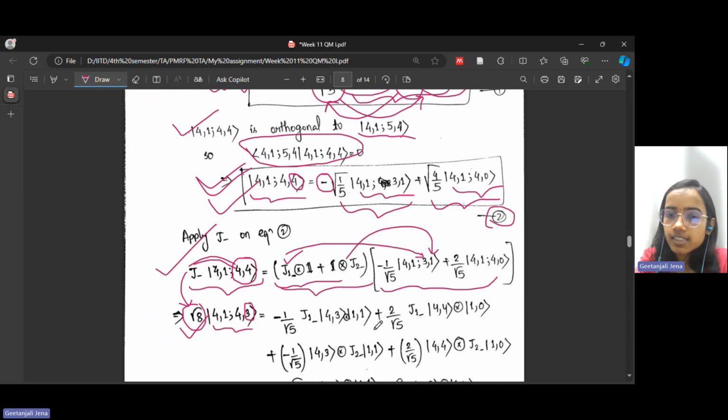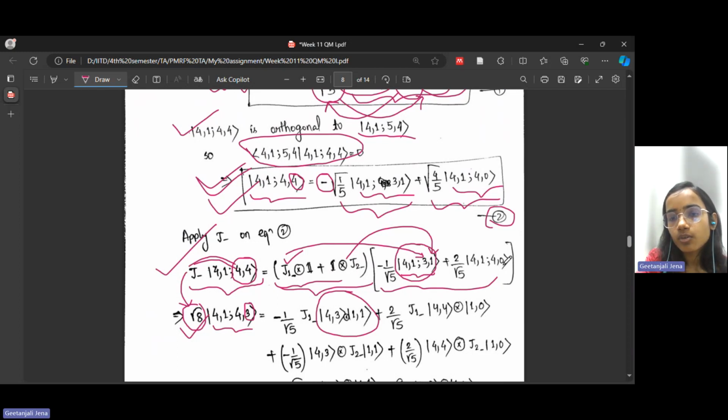Now if you see the right hand side, what I have done is I have taken the other notation for this uncoupled state. So this 4131 state you can write as 43 cross 11, right? This is the other notation for the uncoupled state.